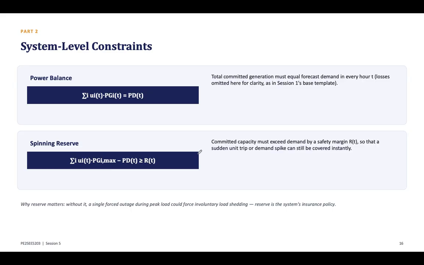So, reserve should be distinguished from energy. A generator producing 200 megawatt with a maximum capability of 300 megawatt may contribute 100 megawatt of upward headroom, right? Subject to ramp and response time limits. A generator already at maximum output contributes energy, but little immediate upward reserve. Thus, the commitment decision determines not only how much energy can be produced, but how much flexibility remains as well.